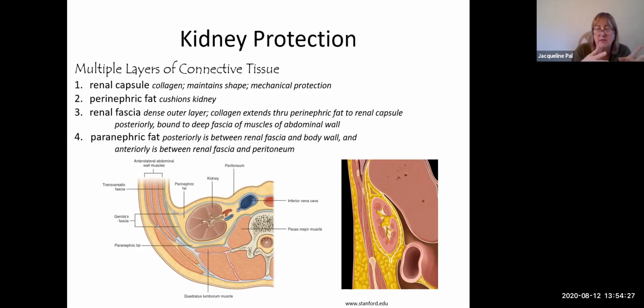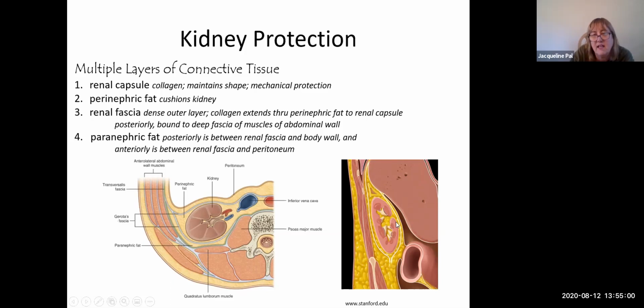So instead of using that word renal, we are going to use that word nephric. Both renal and nephric mean kidney, Latin versus Greek. So now instead of going with peri, P-E-R-I, we're going with para, because peri means around the kidney, whereas para means on the side of something. And so the paranephric fat posteriorly is between the renal fascia and the body wall. Anteriorly it is between the renal fascia and the peritoneum.